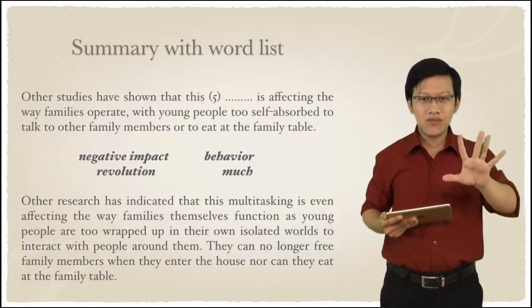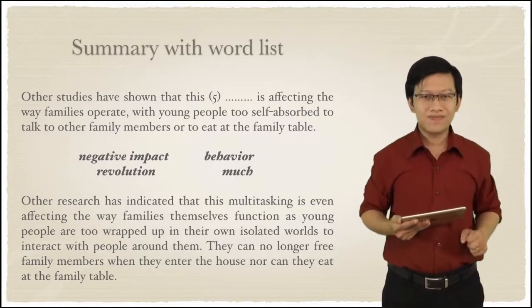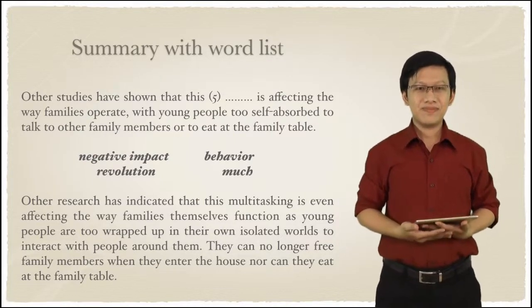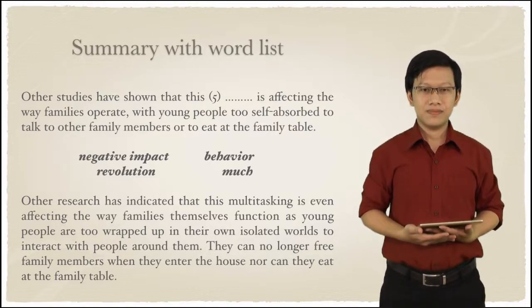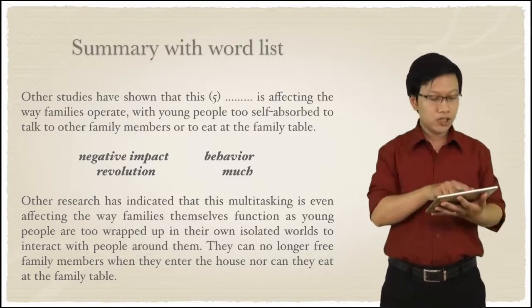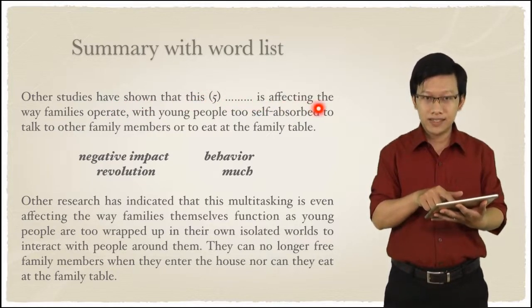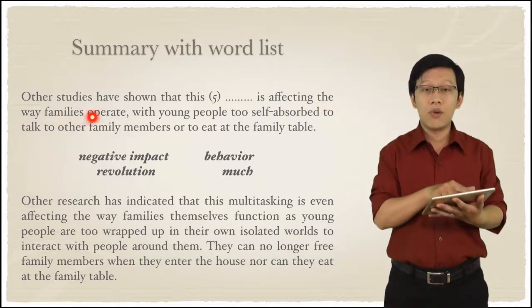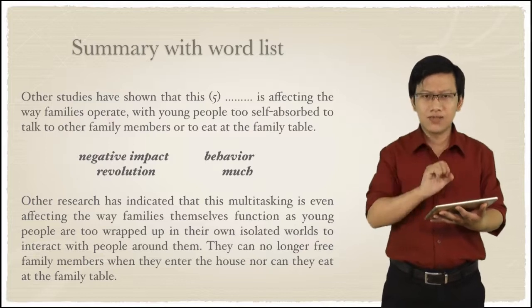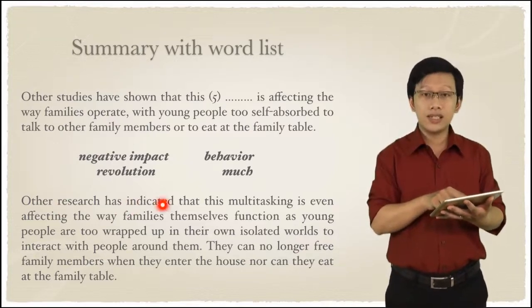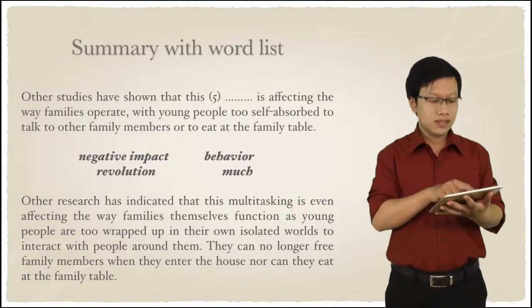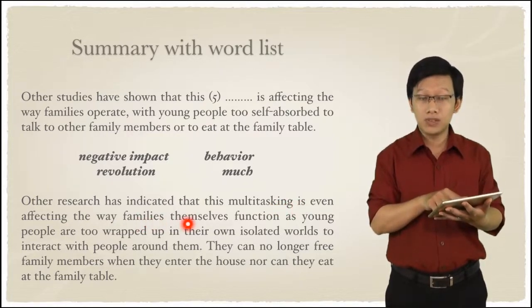Next one. Number 5, four words and the passage below. Alright, now let's see. For number 5, look at the question first. Studies have shown that this, something, I don't know what it is, is affecting the way families operate. So something that's affecting families. We'll look at the text. Research indicates that this multitasking is even affecting the way families themselves function.